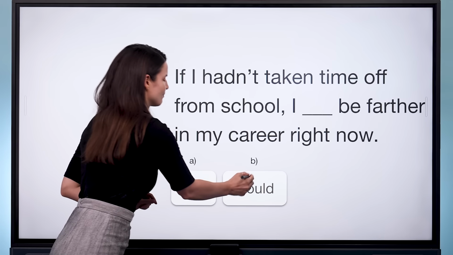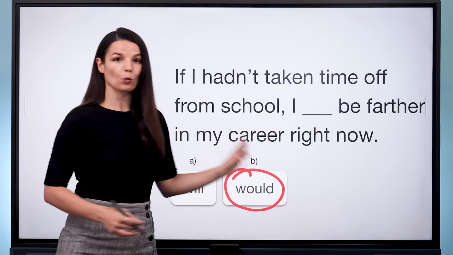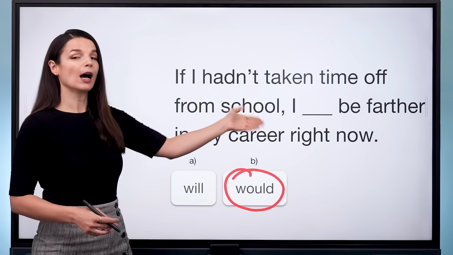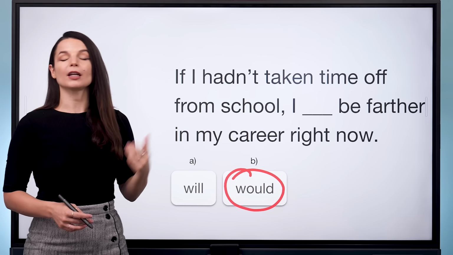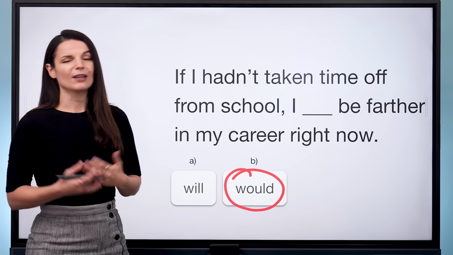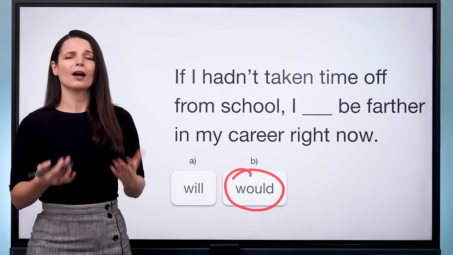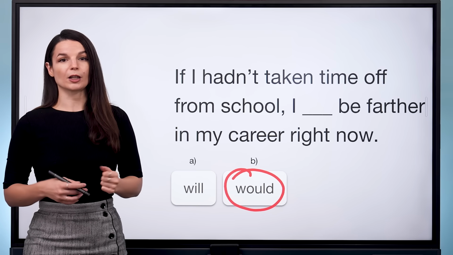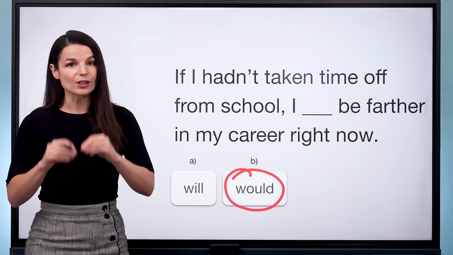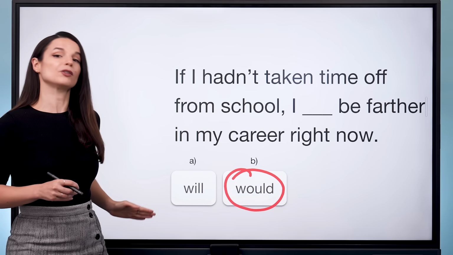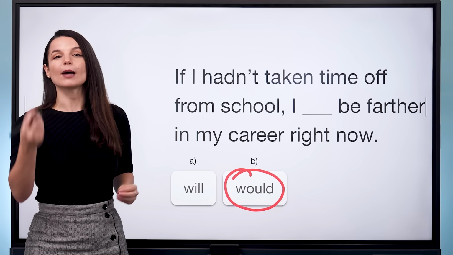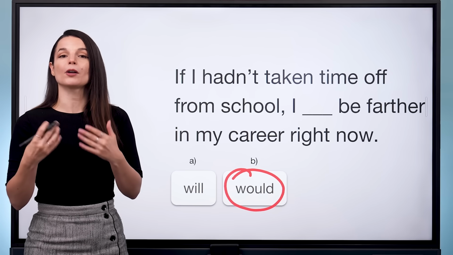Would. If I hadn't taken time off from school, I would be farther in my career right now. Would is used here because we're talking about a present result. Will is used for future situations, but this sentence talks about a hypothetical present based on a past condition.